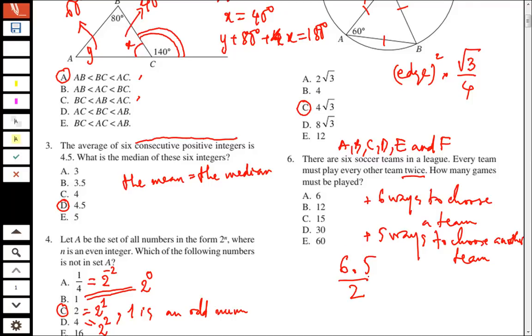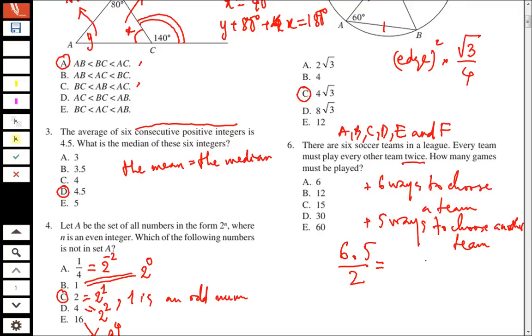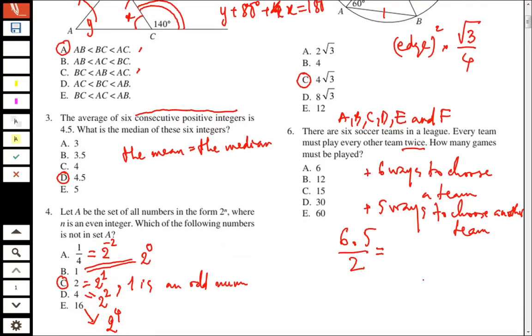And this is the number of games for each team to play every other team. It is 15. But we should know that every team must play every other team twice. Hence, we will times 2 again, and the final result is option D.